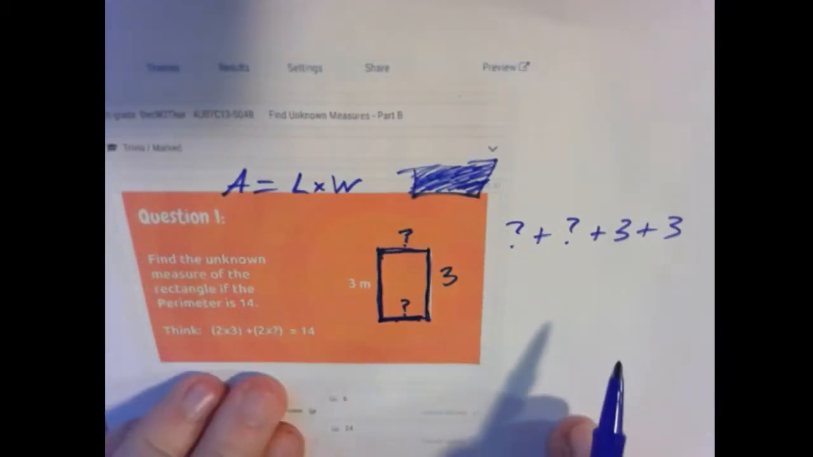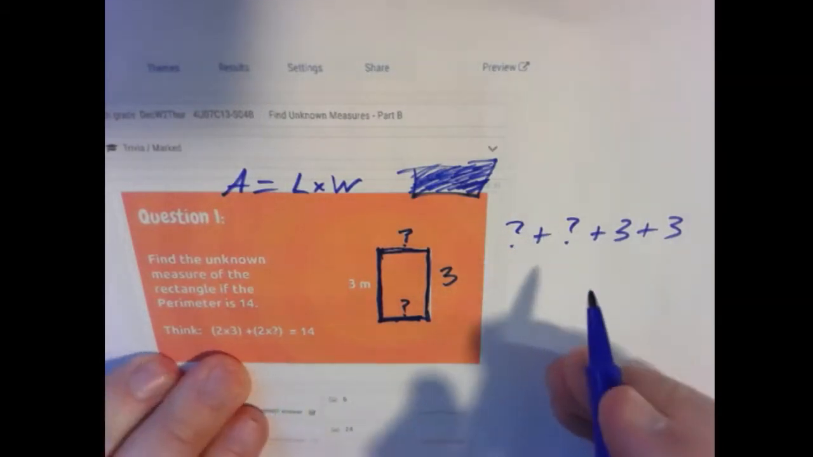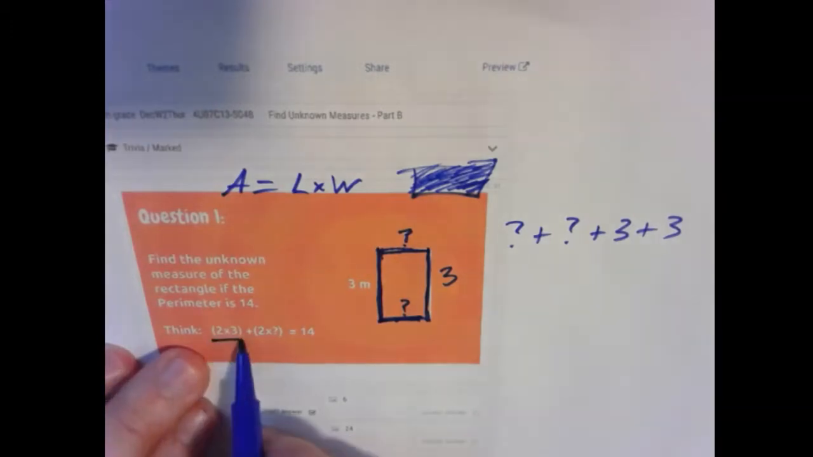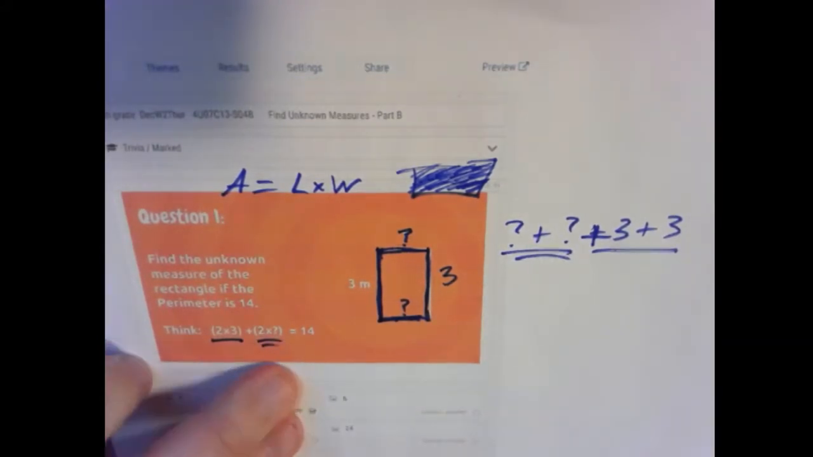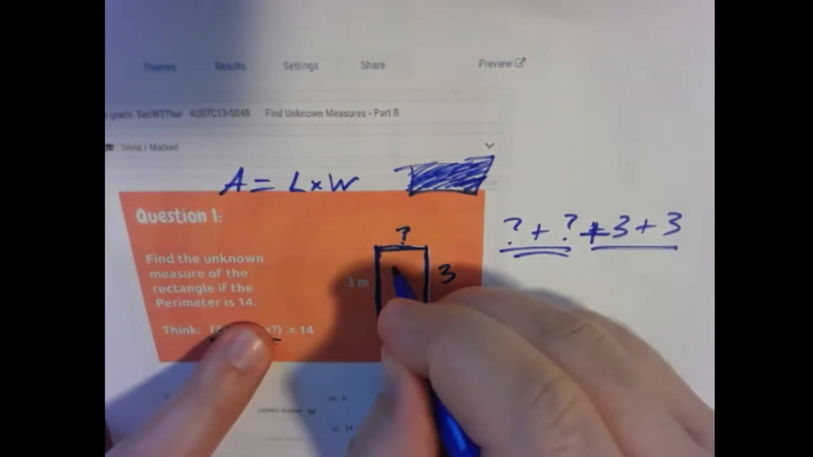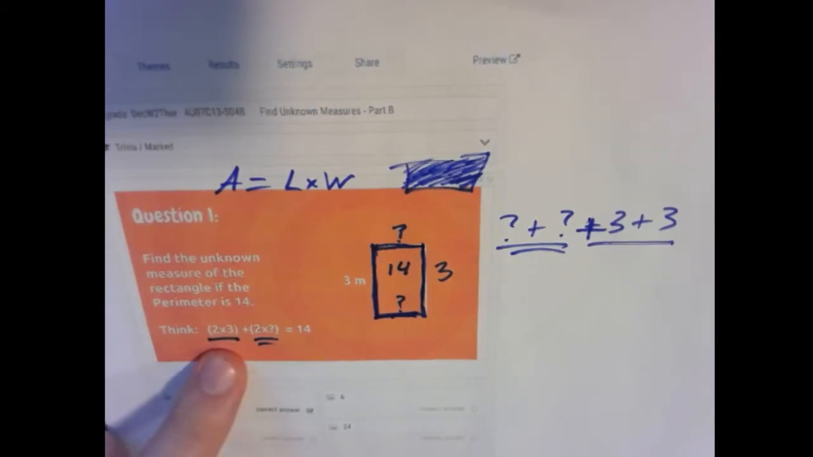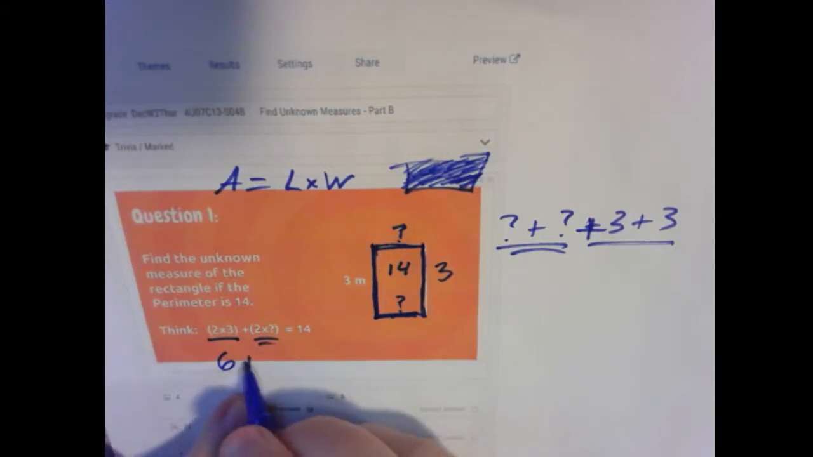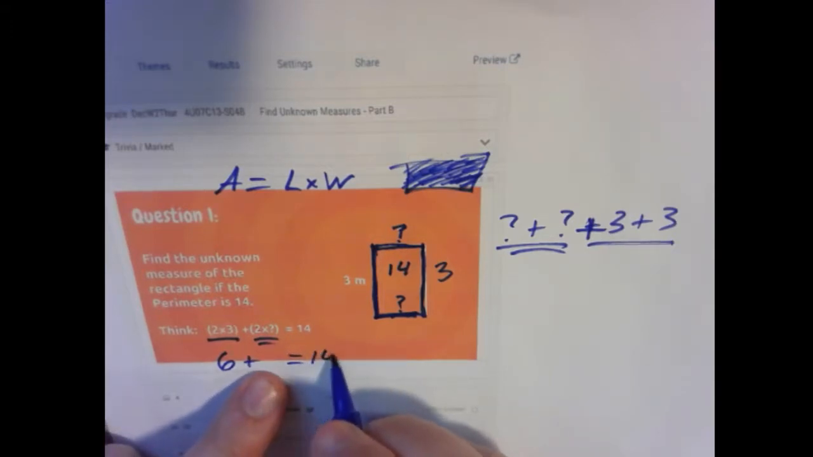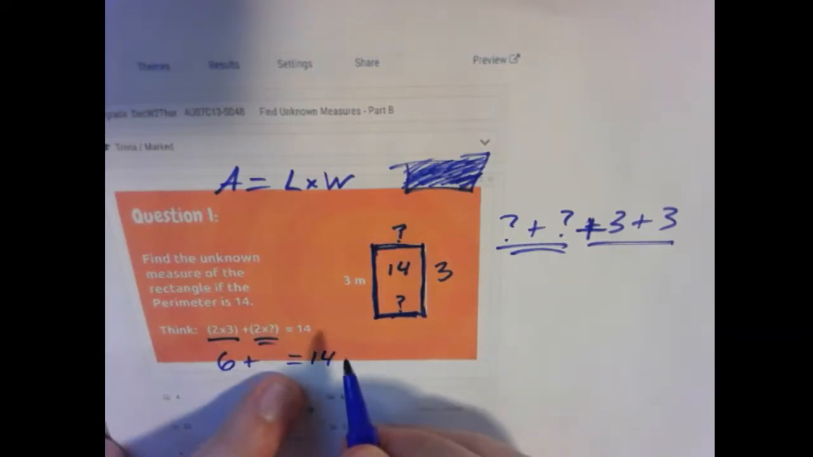The other way to look at this would be there's 2 question marks and 2 3s, right? So that's where we see this pattern of 2 3s plus 2 question marks. Now in this case they told us the perimeter was 14. So what's missing? What is 2 times 3? Well, 2 times 3 makes 6. And then we have to think, what is missing? So we have 2 question marks.